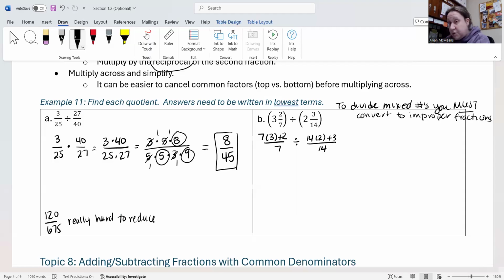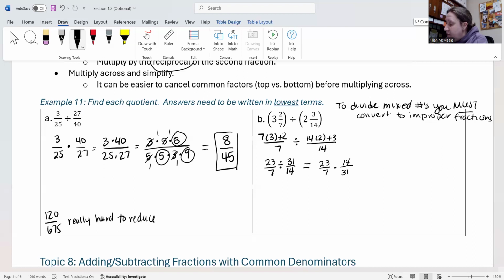All right, we're going to simplify those. So 7 times 3 is 21. 21 plus 2 is 23, so we get 23 sevenths. And then 14 times 2 is 28. 28 plus 3 is 31. So we have 31 14ths. All right, and now we have to convert this to multiplication. So remember, to convert to multiplication, the first fraction stays the same, and then we multiply by the reciprocal of the second fraction. So we just flip the second fraction upside down and then multiply.